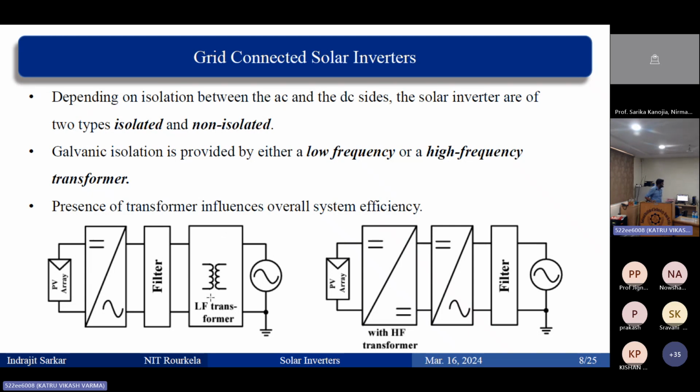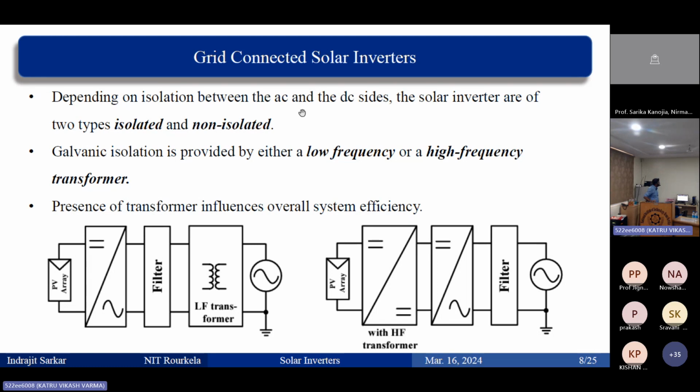So one way is connecting the transformer. The presence of the transformer is to match the voltage level, because if the DC voltage is 12 volt, you are generating plus minus 12 volt. So 12 volt has to be boosted up to 230 volt RMS. So that is why the transformer is there. But here the purpose of the transformer is to isolate the AC side from the DC side.